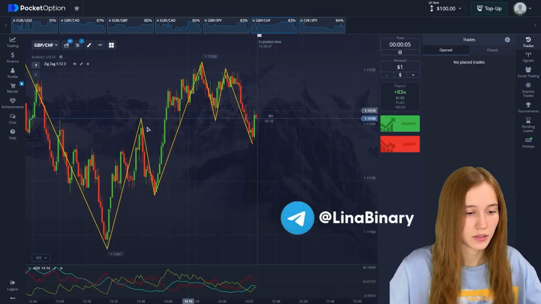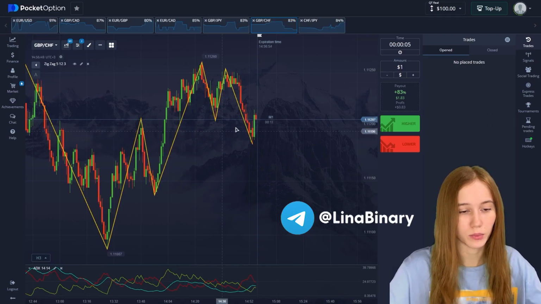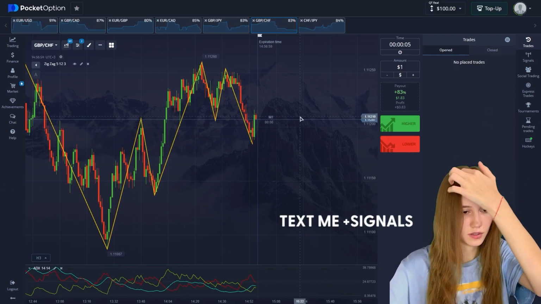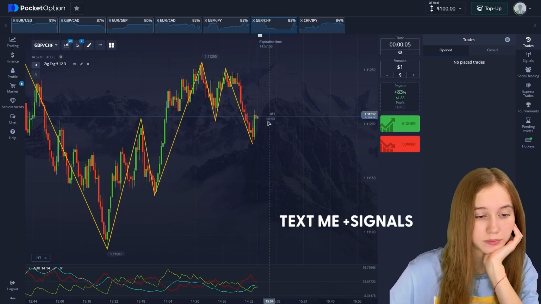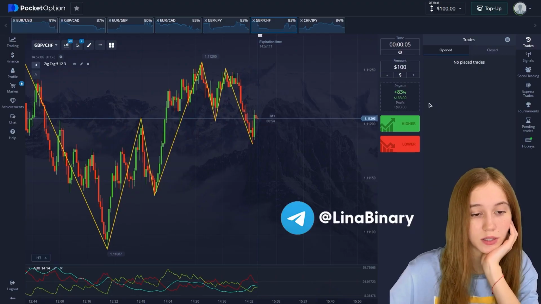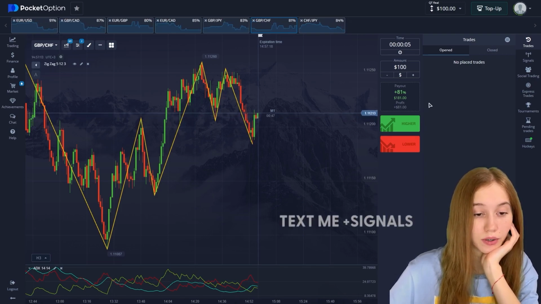So let's start on our workspace. First, we say today we'll trade with $100. We start with this sum, our starting balance. The amount of each deal will also be $100. We must exceed $1,000.